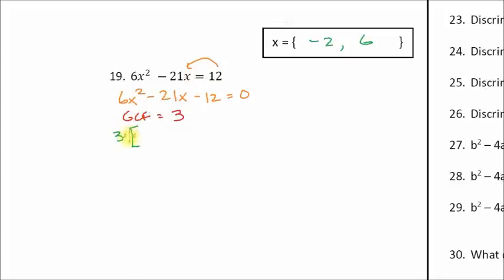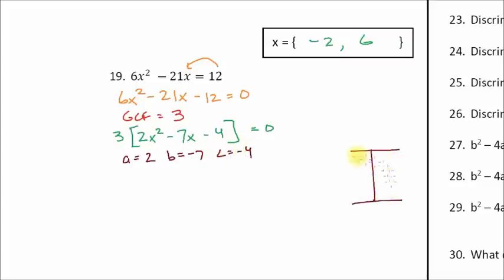What's our leftovers? And notice we couldn't pull out an x because we have a c term. That means all the terms do not have a common variable. 3 times 2x squared gets us back to 6x squared. 3 times negative 7x gets us back to negative 21x. And 3 times negative 4 gets us back to negative 12. All right, our GCF has been pulled out. Let's identify a, b, and c. A is 2. B is negative 7. C is negative 4.